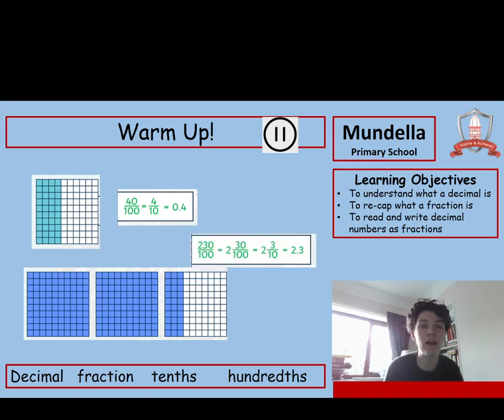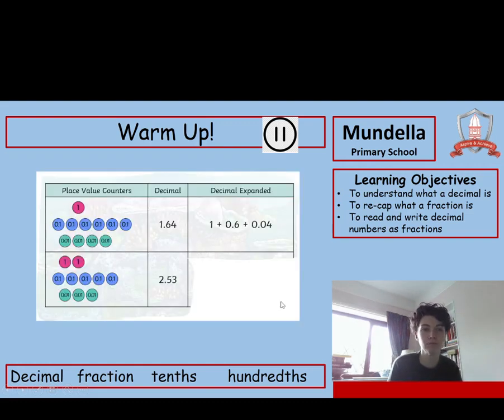And then here we have 230 out of 100 have been filled in. This is a tricky one. Well done if you got it correct. So it's actually a mixed number. We have 2 wholes and 30 over 100, which is the same as writing 2 and 3/10. And as a decimal, well done if you got this correct, it's 2.3. Fantastic work if you got that correct.